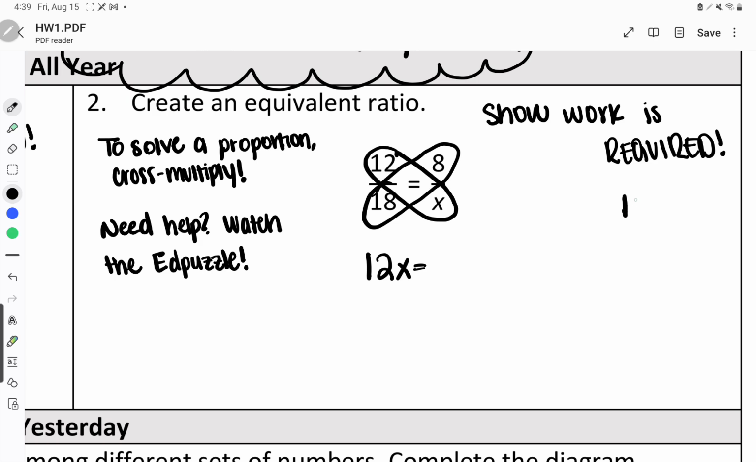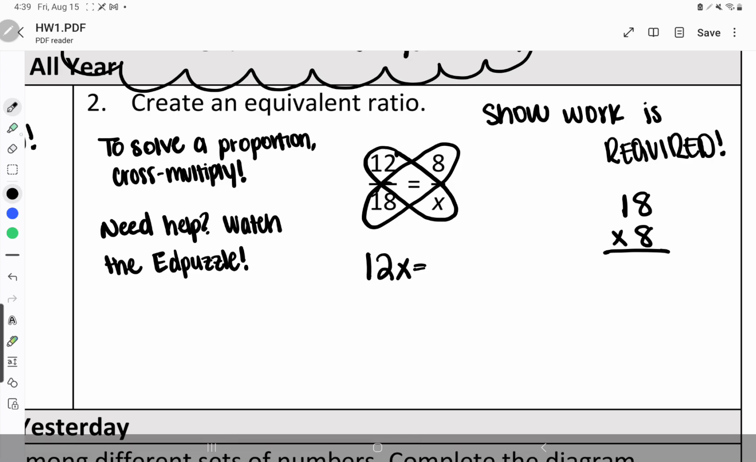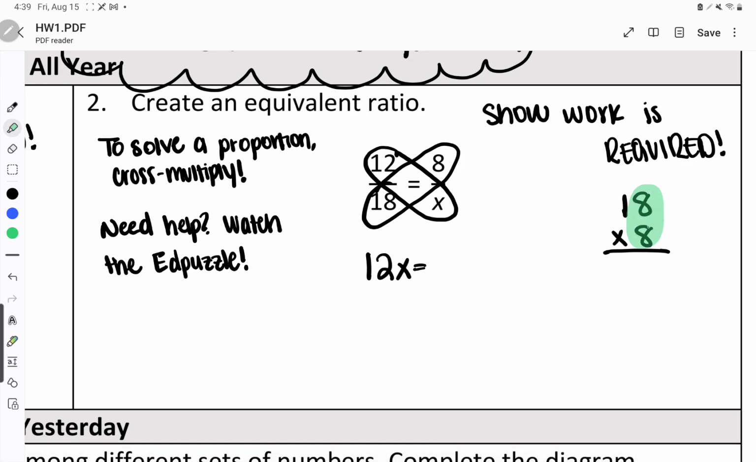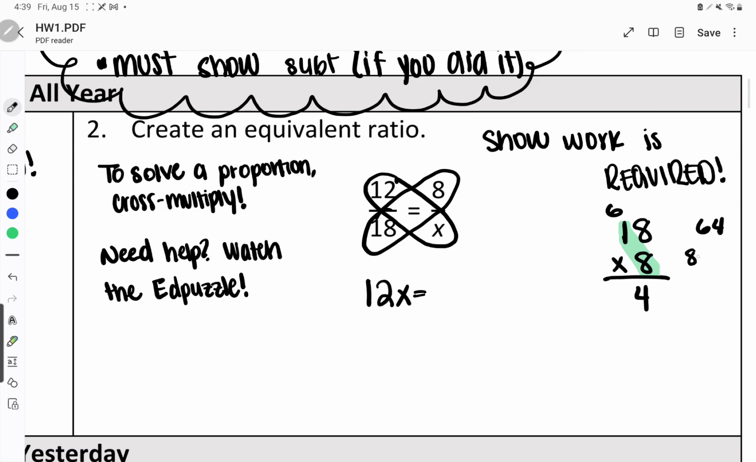Now I don't know 18 times 8 off the top of my head, so I'm going to actually write 18 times 8. I start with 8 times 8. Now 8 times 8 gives me 64. So I'm going to write down a 4, and I'll carry my 6 over here. Now I'll do 1 times 8. 1 times 8 gives me 8, and then I still have this 6 up here, so I'll do 8 plus 6, which gives me 14. It's going to give me 144.